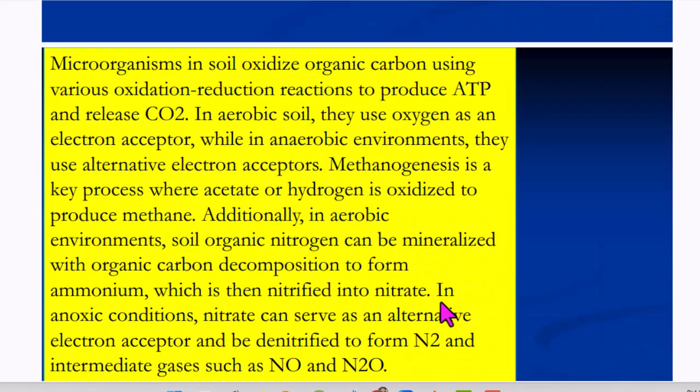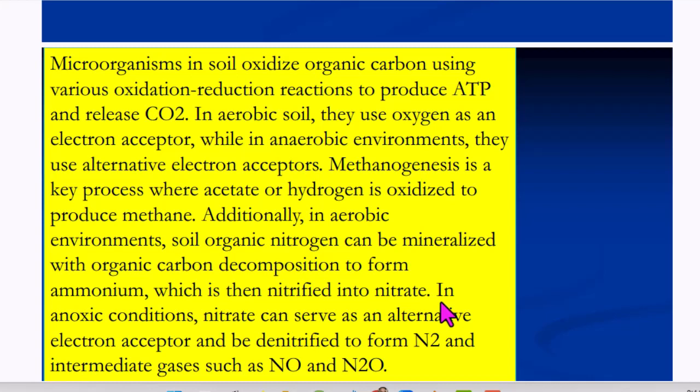Microorganisms in soil oxidize organic carbon using various oxidants. Now we can speak about the CO2 cycle, or carbon cycle. In aerobic soil, they use oxygen as an electron acceptor, while in anaerobic environments they use alternative electron acceptors. Methanogenesis is a key process where acetate or hydrogen is oxidized to produce methane.